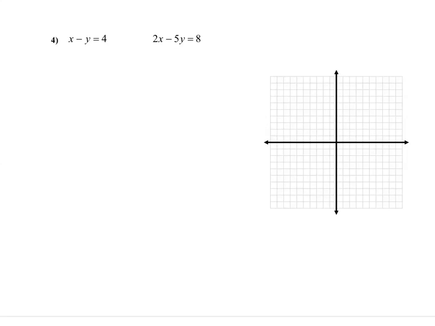We're going to start with number 4. Number 4 has a system. The first equation says x minus y equals 4, and the second line says 2x minus 5y equals 8. The directions on the page tell me to solve each system of equations using the graphing method. So lucky for us, they gave us a graph.